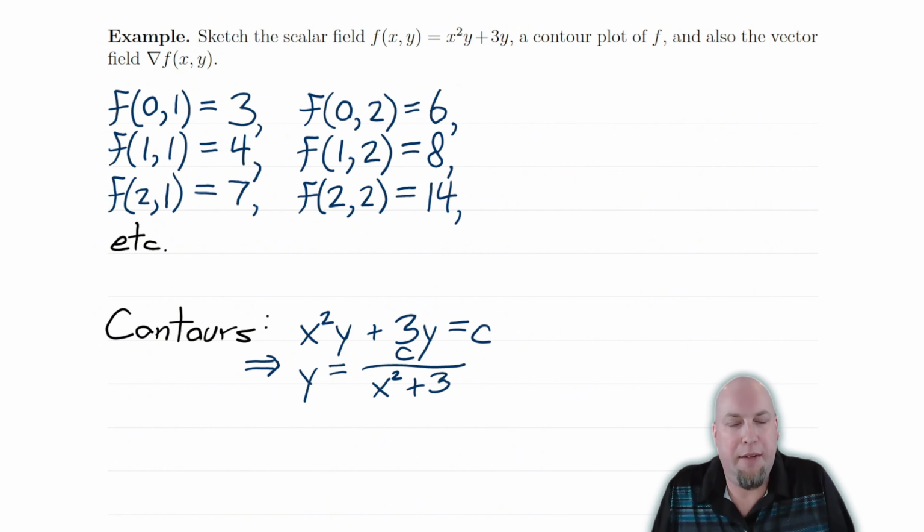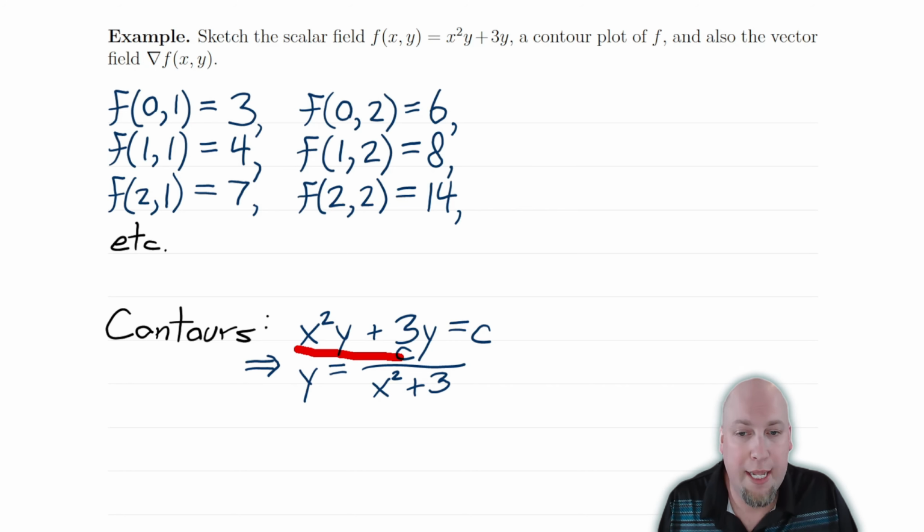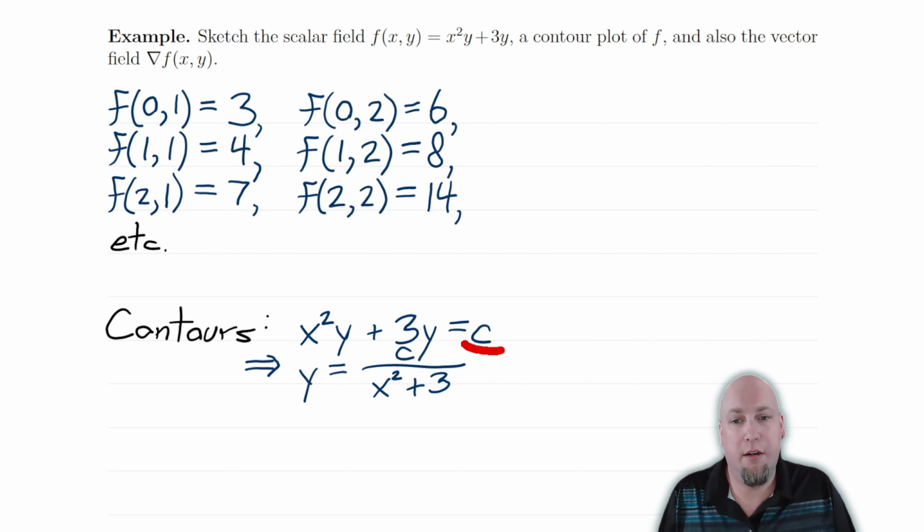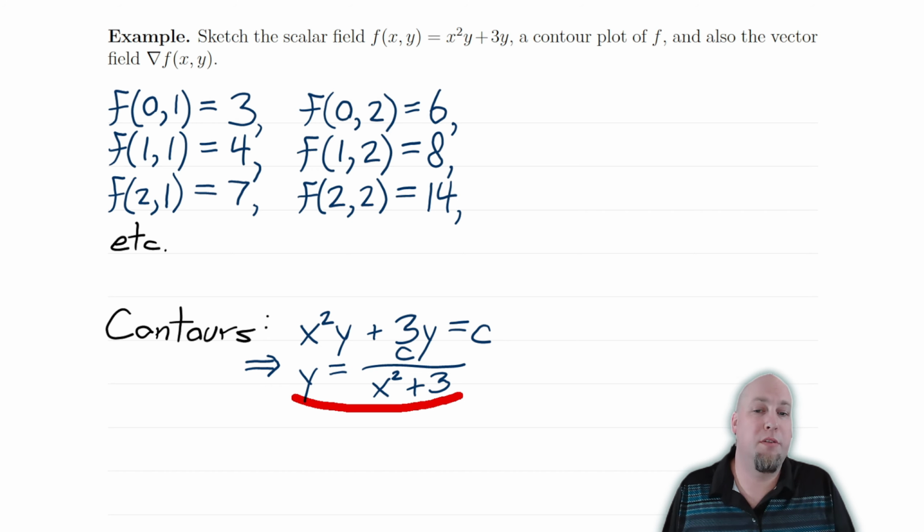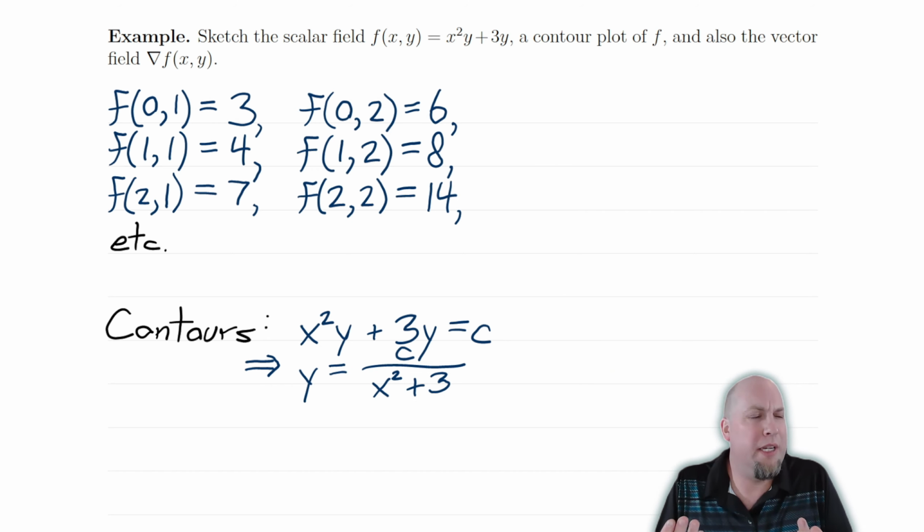Okay, and if I want to find actual equations for those curves, all I do is I say, okay, my scalar field is x squared y plus 3y. That output I'm going to be setting equal to some constant. And all I do is I rearrange and solve for y, just so that it's in a more familiar form and I know how to plot it. So if I take this equation and solve for y, I get y equals c divided by x squared plus 3. And I know at least roughly what that looks like, right?